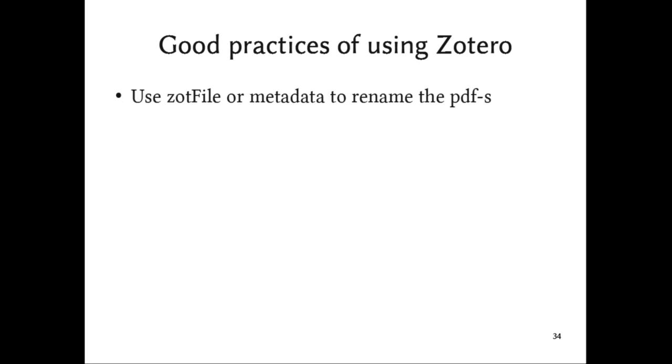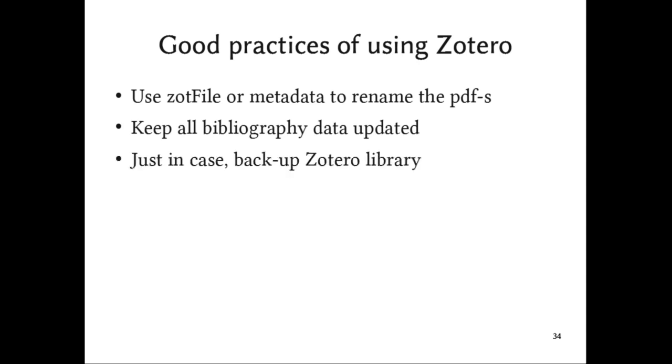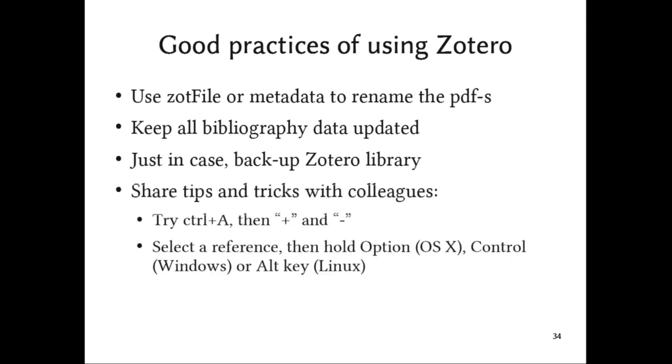Good practices with Zotero. Use ZotFile for renaming the PDFs. Keep all bibliography data updated. Just in case, back up your Zotero library regularly. And some tips and tricks that you can share with your colleagues: you could try pressing Ctrl-A with plus or minus, just try it, and you will see what will happen. And then you can select a reference, and in order to understand where it is stored, you can hold Option, Control or Alt in Mac OS, Linux and Windows.